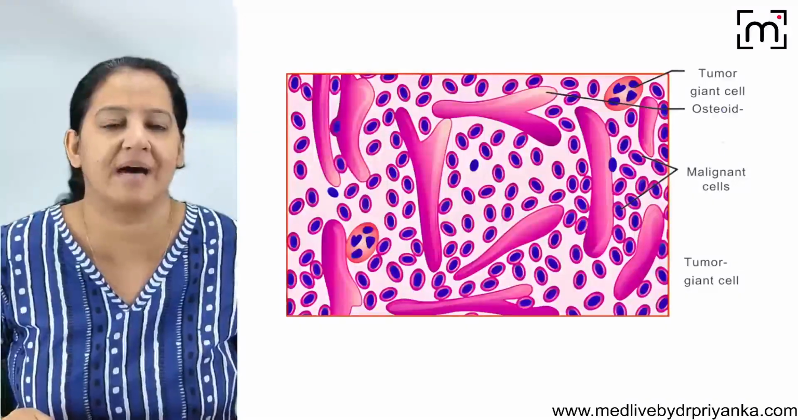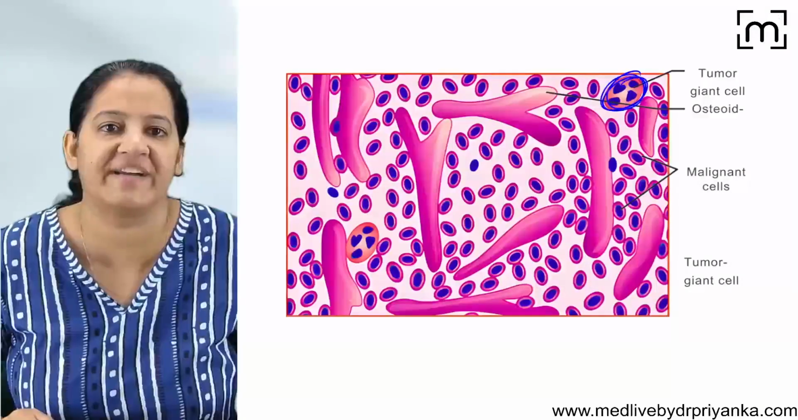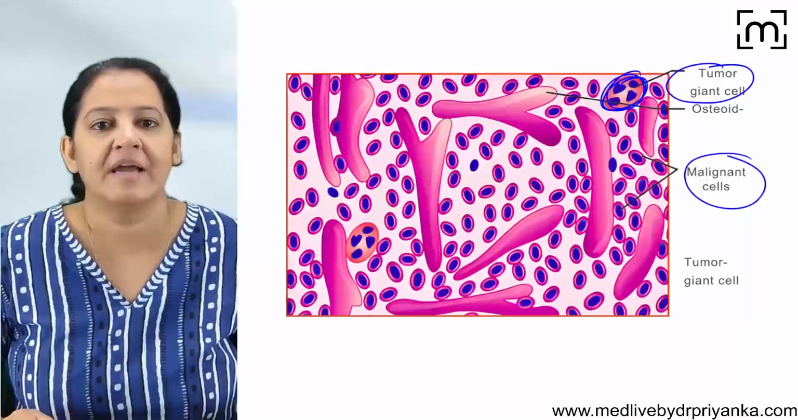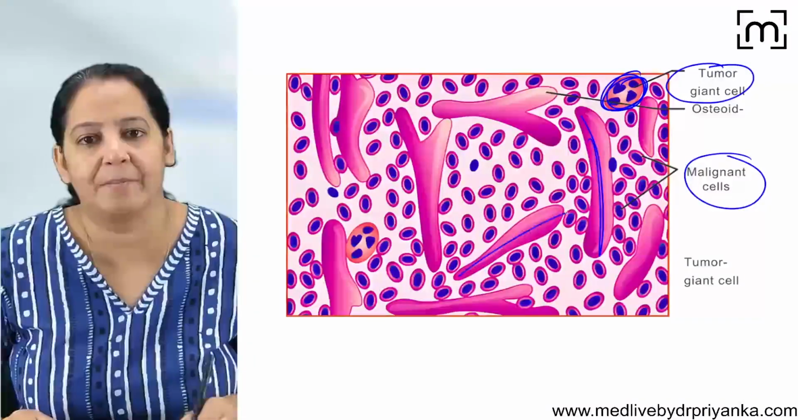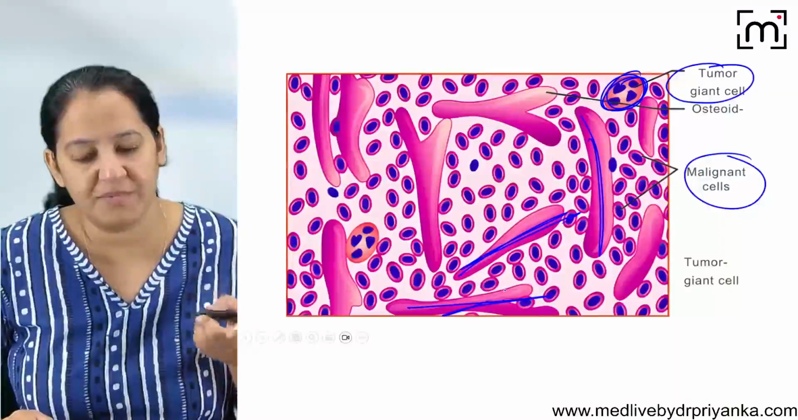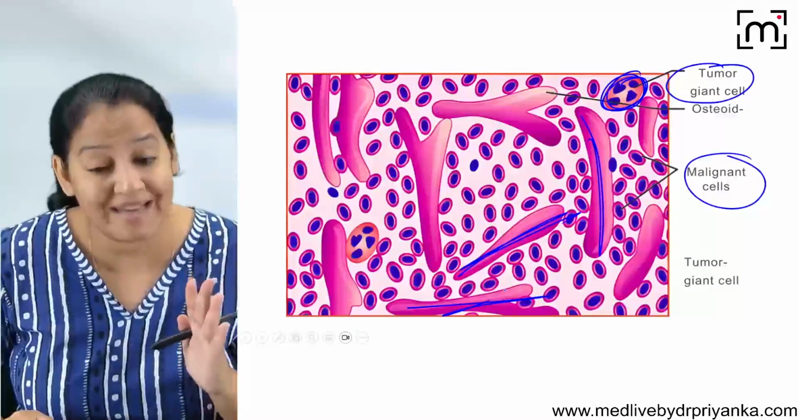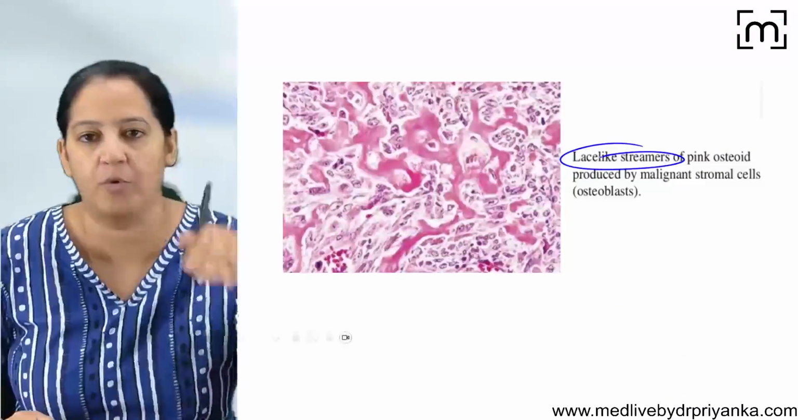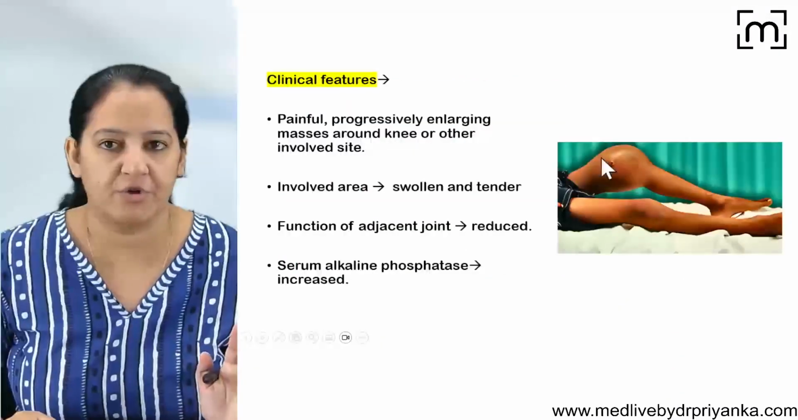The tumor cells are there. Some of the tumor cells are in the form of giant cells, tumor giant cells. You have to show mitosis. These are malignant tumor cells. And you can appreciate the lace-like pattern in the bone. The bone which is formed by the tumor cell is arranged in the form of a lace-like pattern. The same thing is shown here. The lace-like pattern of the bone you can appreciate here also, along with the tumor cells.